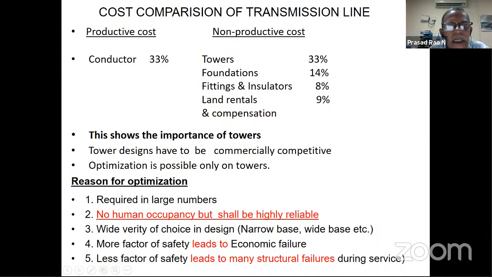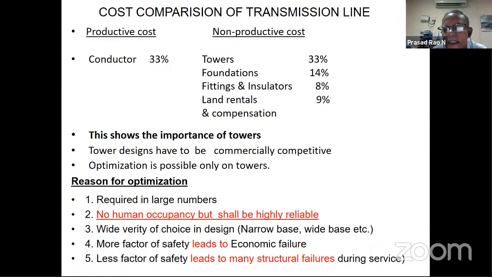How much we can optimize is required, since there is no human occupancy. The basic idea is we can afford to lose some towers instead of putting more weight, more cost on that, because we will lose some power. Power will not be there for about 3-4 days. It can be restored by emergency restoration systems. So in that philosophy, the transmission line systems are designed for the optimum loads, that is maximum loads and ultimate stresses. There is no factor of safety involved in transmission line tower design.